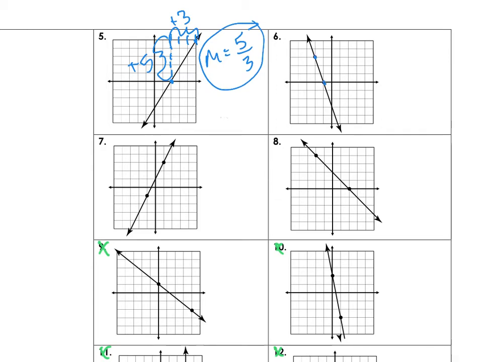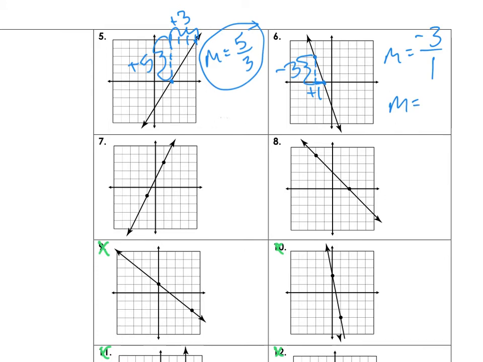Number 6, same idea. Find my points and start calculating the rise over the run. What's my vertical change? Well, look, I'm going down 1, 2, 3. I went down 3, which means it's going to be negative. All right, and then how far over did I go? Look at that. I just went over 1. Since it's right 1, it's going to be a positive 1.